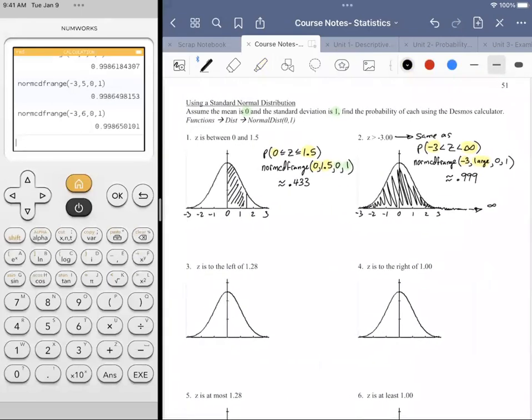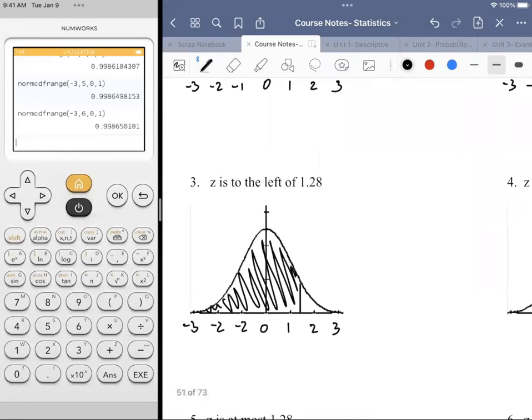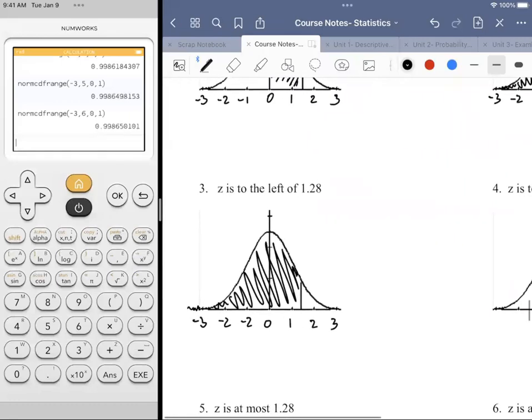The rest of the questions are just little variants of really the same concepts, right? Because Z is to the left of 1.28, right? So left of, less than. So here's again -3, -2, -1, 0, 1, 2, 3. Here I'm just ballparking this. This looks like it could be 1.28. I'm shading everything to the left of that. If I were to continue this out forever, which I could, eventually I would get to -infinity.